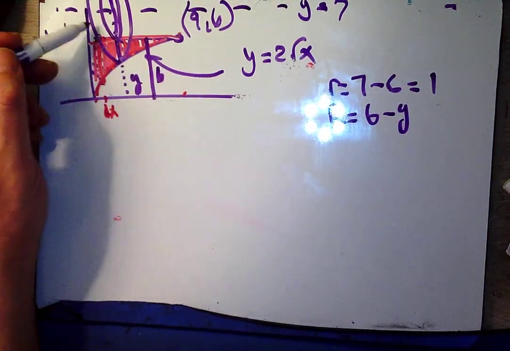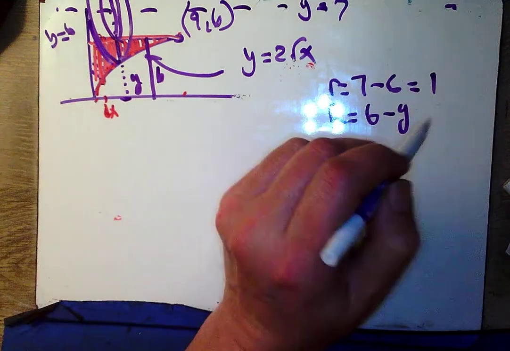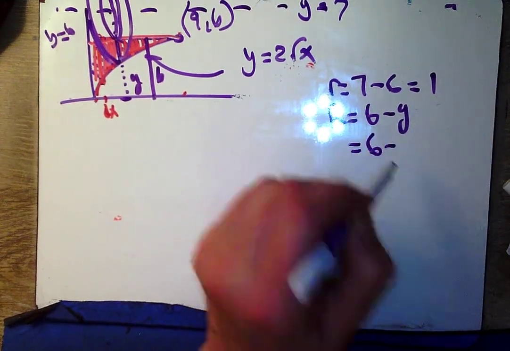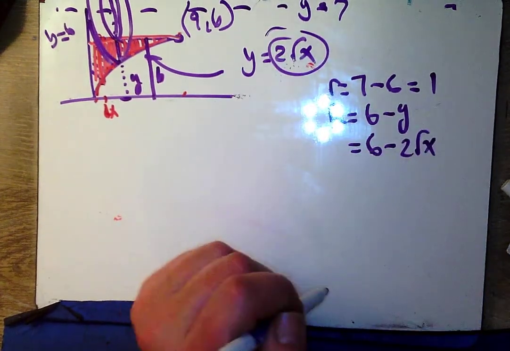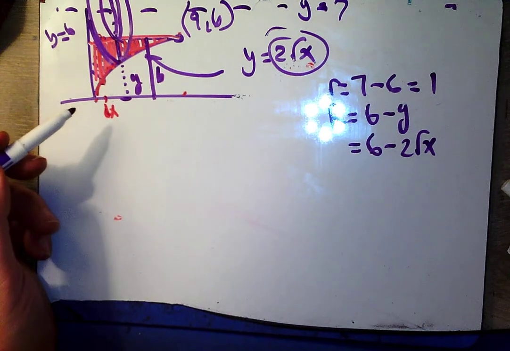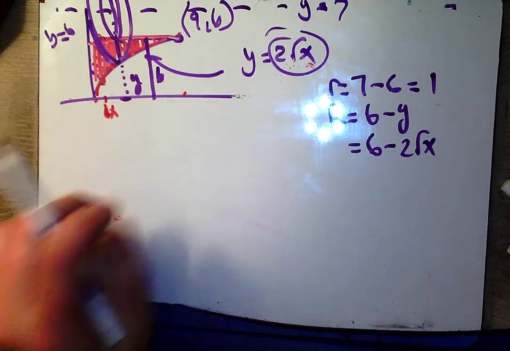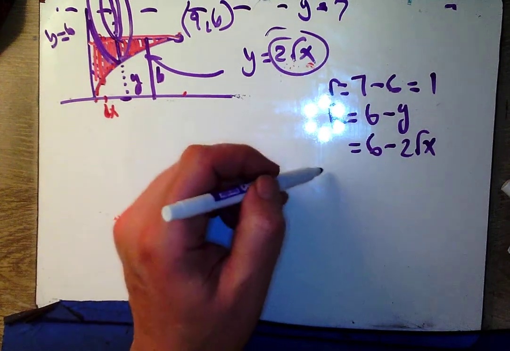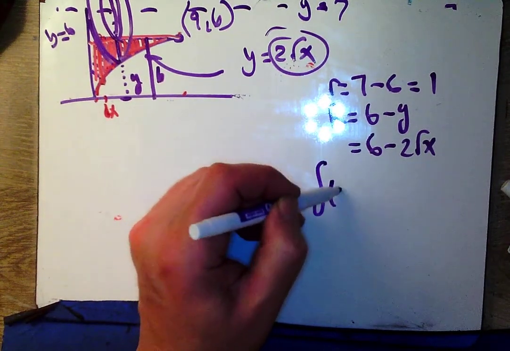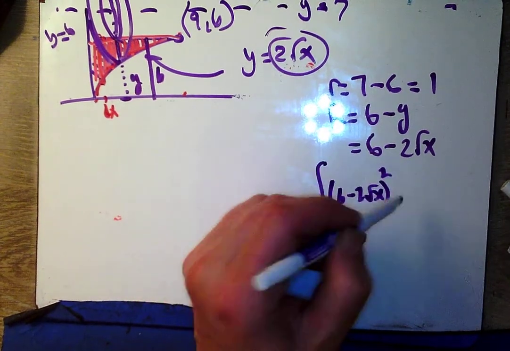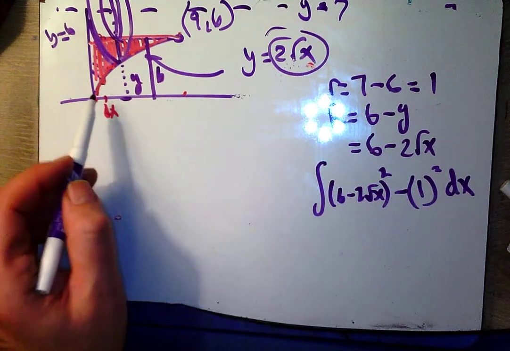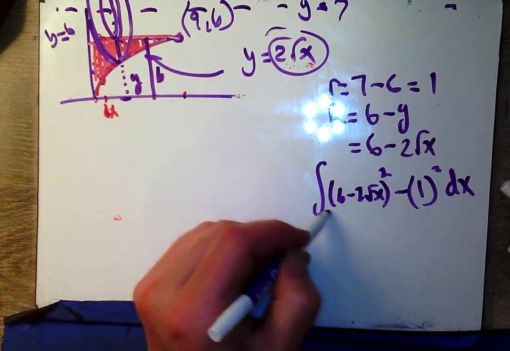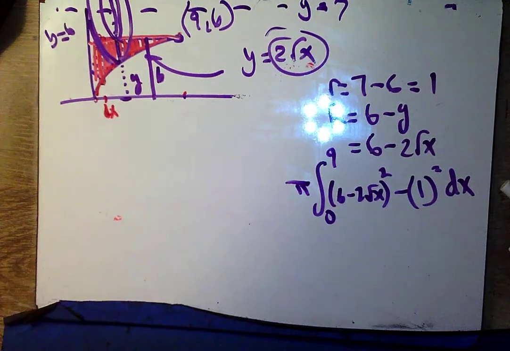The thickness, however, is measured as a horizontal dx. So let's call that 6 minus 2 root x. It did say here that all I had to do was set up. You don't have to try and evaluate it, right? But do not evaluate. And so we've got 6 minus 2 root x squared minus 1 squared dx. And that means we're integrating from here to here, 0 to 9, and don't leave out that pi. Okay, that seemed pretty straightforward.